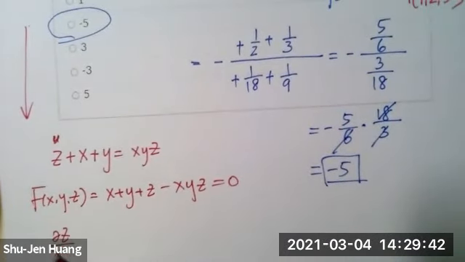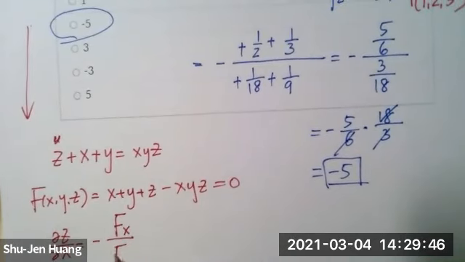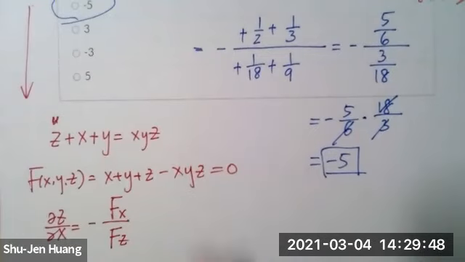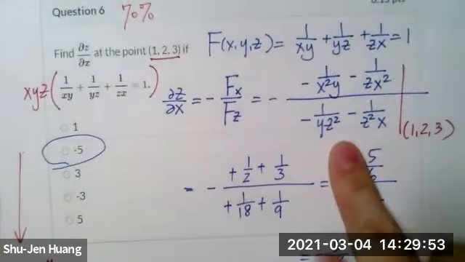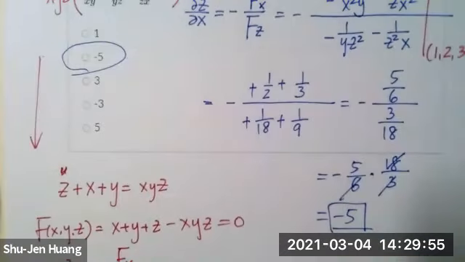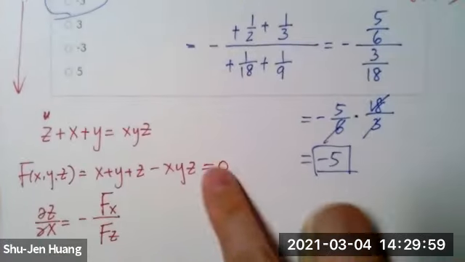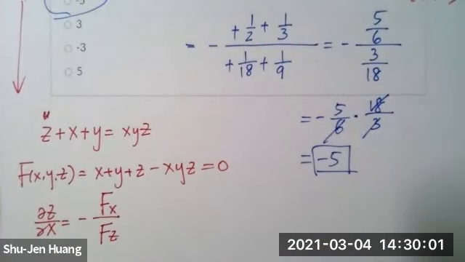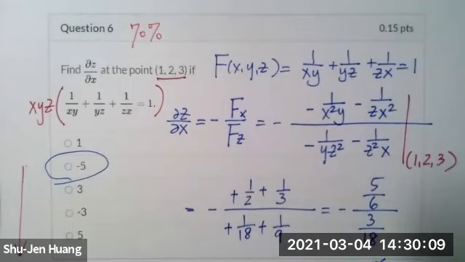And you can use the same formula. The partial derivative with respect to x is the partial with respect to x over the partial derivative with respect to z. And then you don't need to involve the complex fraction that we did here, okay? So there are two ways to do it. If you simplify the equation first, and then you find the partial derivative, that also works, okay? Is that good? Any question for this one? Number 6?